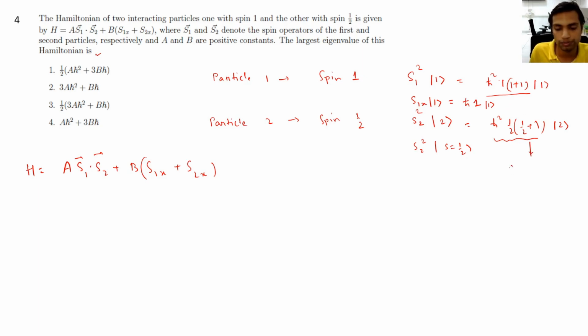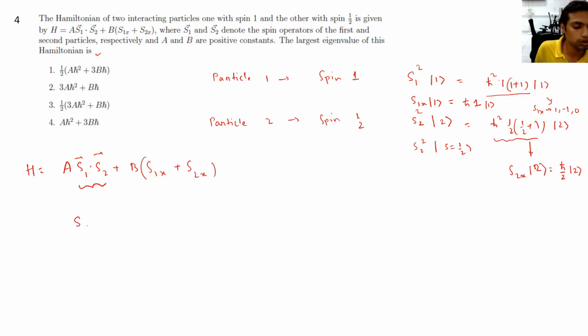And for this S2x, this can be plus half or minus half. So we want to maximize it, so we'll write plus half. And for S1x there can be 3 possible values, 1, minus 1 and 0. So this is what we get. If you want to maximize, we have to use this. Now let us look at this quantity, S1 dot S2. How do we find it?